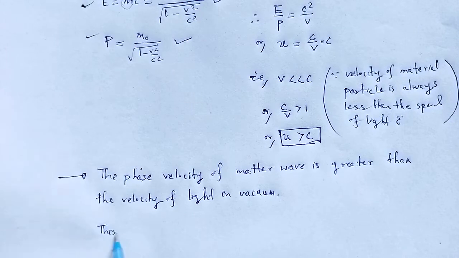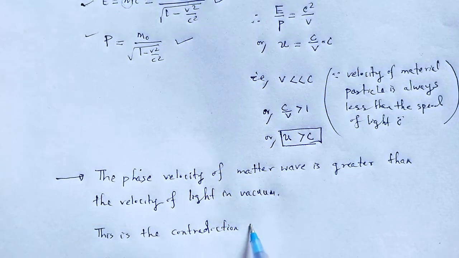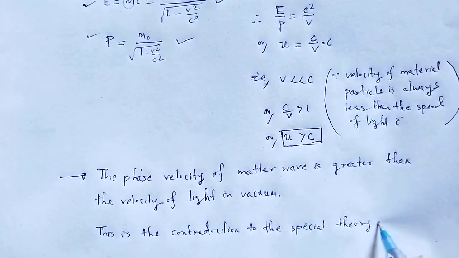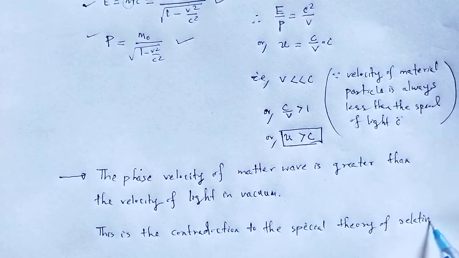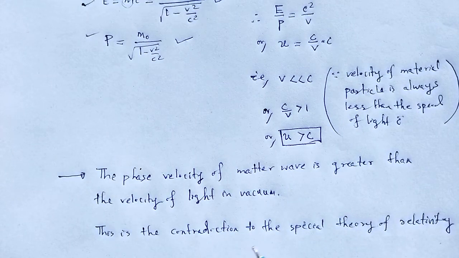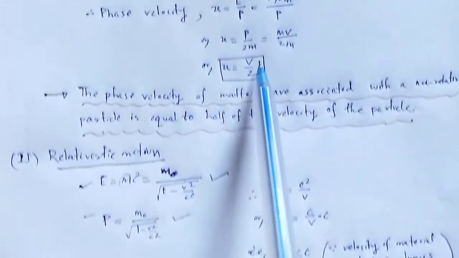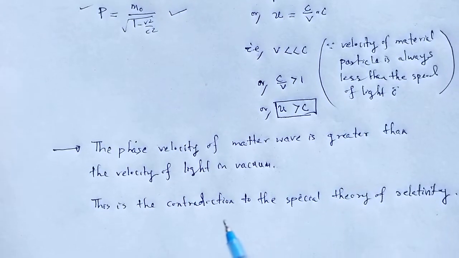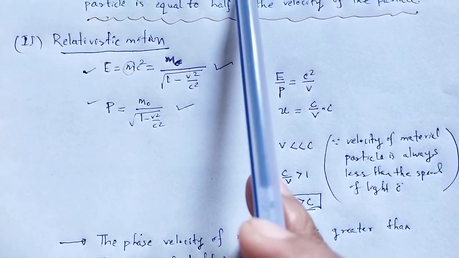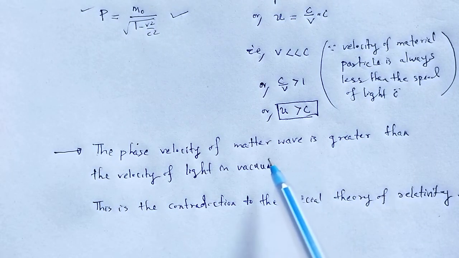This is the contradiction to the special theory of relativity. Thus, the velocity of the particle, both relativistic and non-relativistic motion, is different. This one is for the non-relativistic case, that one for the relativistic case. These two are different.